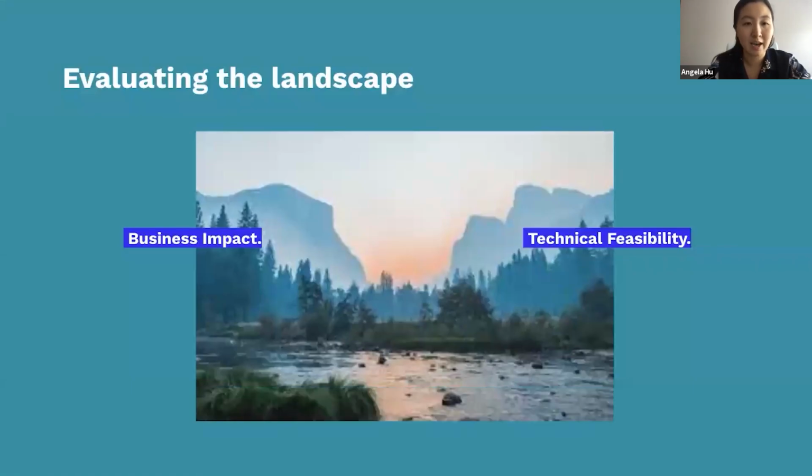So how do we actually go about finding the right ML problem? I like to think of this as kind of evaluating the landscape. Once we actually have a problem in play, I like to take a look at what the landscape is like on two important pillars. One is, what is the business impact, as well as what is the technical feasibility of actually bringing this ML problem to life.